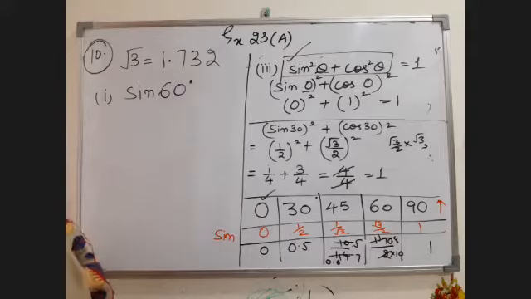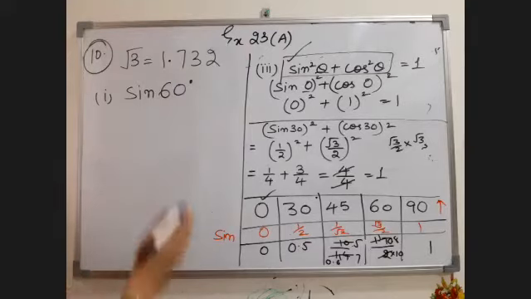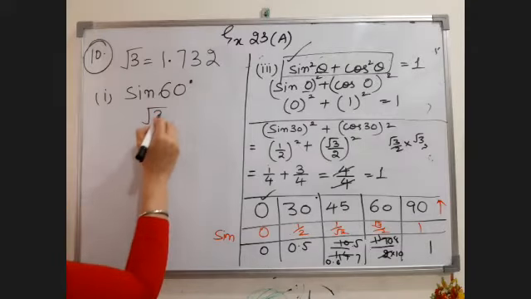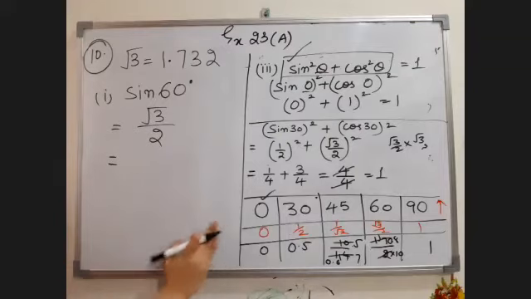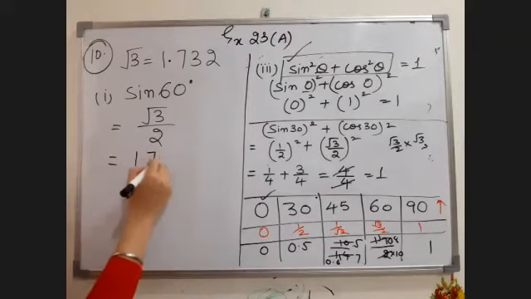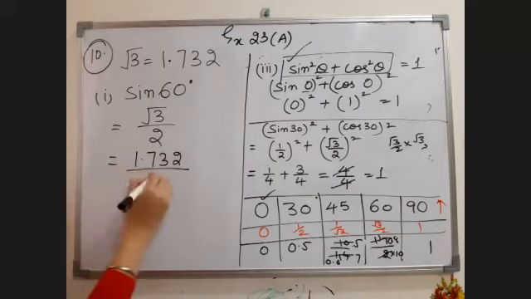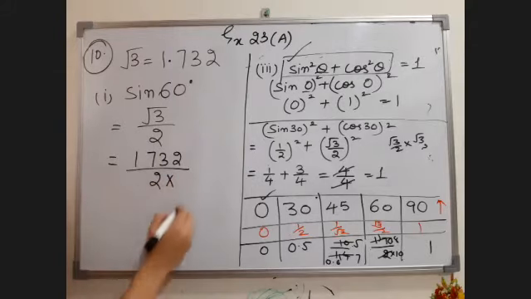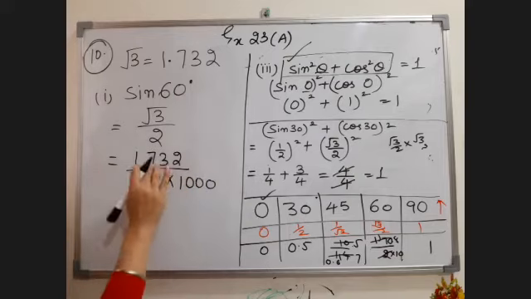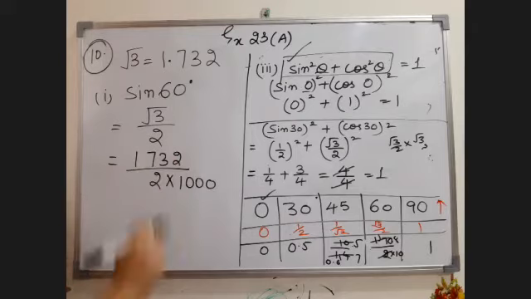What is the value of sine 60? Root 3 by 2. Now the value of root 3 they have mentioned here, so what is the value of root 3? 1.732 by 2. So what we can do here, first of all, let's remove the decimal. If we remove the decimal, what should I write? Divide by 1000, because 3 digits are there after the decimal.